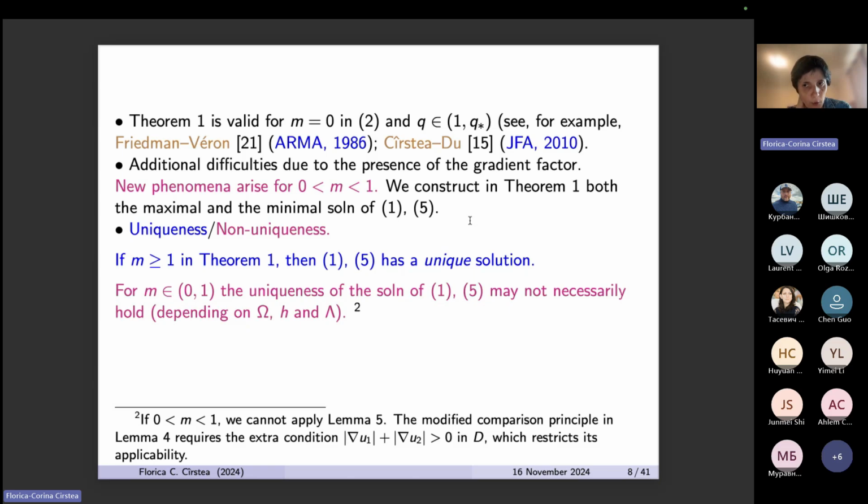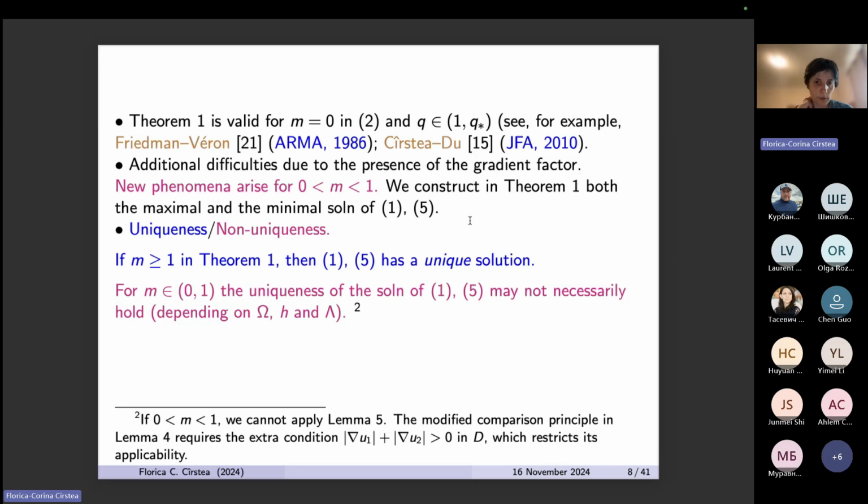And what we do then in our theorem, we construct both the maximal and the minimal solution when we consider our equation subject to appropriate conditions near 0 and on the boundary, as I explained, condition 1 and condition 5. And then, as I mentioned, we have two things to care about. Is the solution unique for this equation, our problem subject to conditions 1 and 5? Yes, if m is greater than or equal to 1, our solution is unique. But when m is between 0 and 1, we cannot say that the solution is unique.